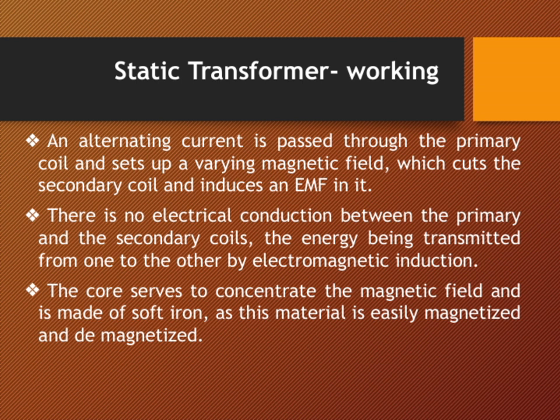The role of this core is to concentrate the magnetic field, making the transfer of energy more effective. Soft iron is ideal because it can be easily magnetized and demagnetized, which is essential for the alternating magnetic fields involved in the operation. So, in essence, a static transformer relies on this interplay of alternating current, magnetic fields, and the core to transfer electrical energy from one circuit to another without direct contact. This principle is fundamental to how we manage power distribution efficiently across long distances.